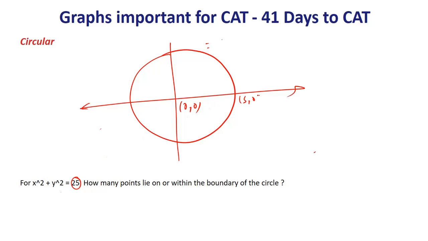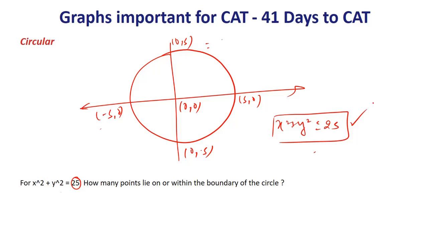So 5, 0, 0, 5. Minus 5, 0, 0, minus 5. So how many points lie on or within the boundary of the circle? Let's see. So x square plus y square less than or equal to 25. I can represent this as an inequality also. So how many points lie on or within the boundary of the circle?